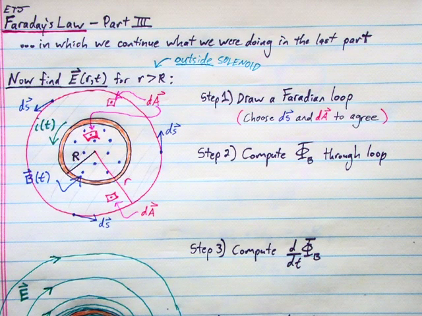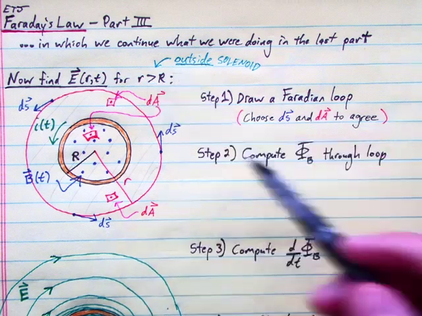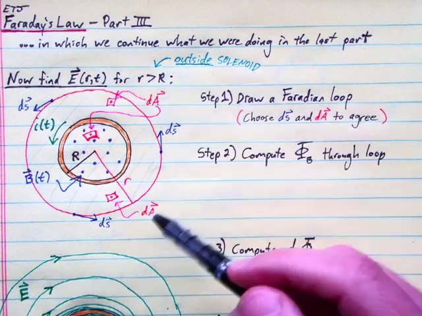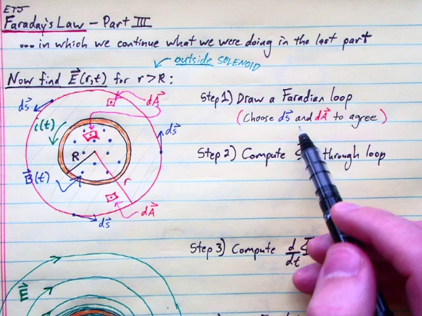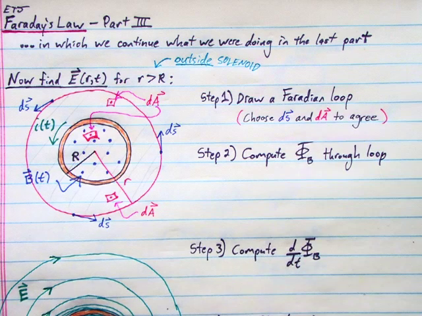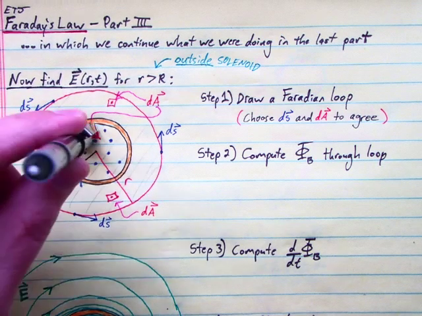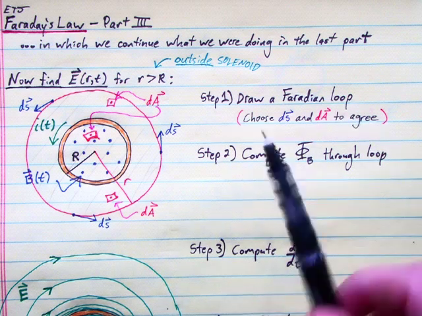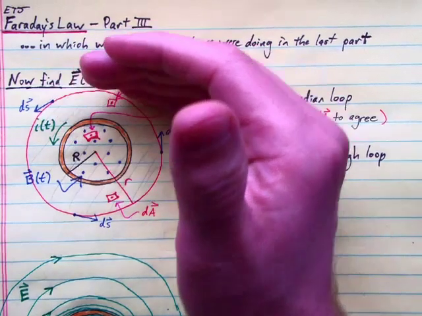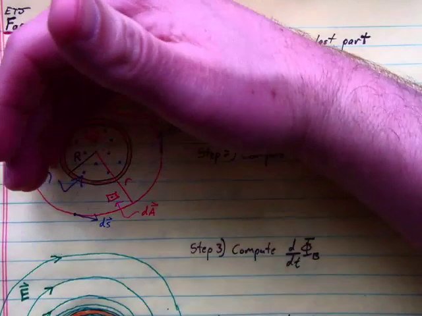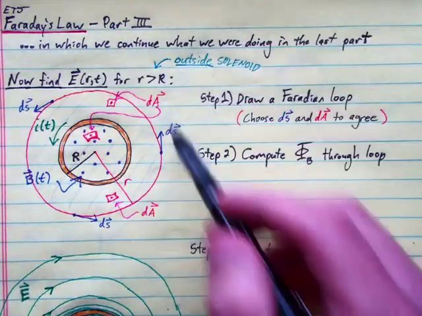Okay, so step one, draw a Faradayan loop located at the location where we want to find the E field. So at some little r greater than big R, we will draw a circular loop. Choose our ds and our dA to agree. Once again, I want dA out of the page so that it is parallel with the magnetic field. And in that case, by right-hand rule, if my thumb is the dA out of the page, then the ds's must be curling counterclockwise. So our ds's point like that around this Faradayan loop.